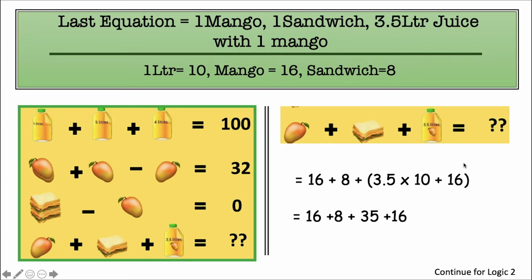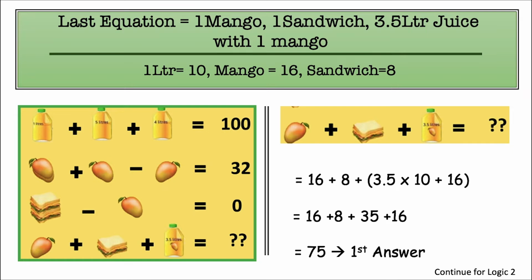Now we have to solve this equation using the BODMAS rule, and according to BODMAS, we have to firstly solve the brackets if present in the equation, then orders, then divisions, then multiplications, then addition, and in the end we have to do subtraction. So in this equation, we have got brackets first, so we'll solve the brackets, then multiplication and then addition. So on solving this bracket, we have to do 3.5 into 10, that is 35, plus 16. So this is solved. Now we have to add all these values for our final answer. Adding all these values, we'll get 75 as our final answer.